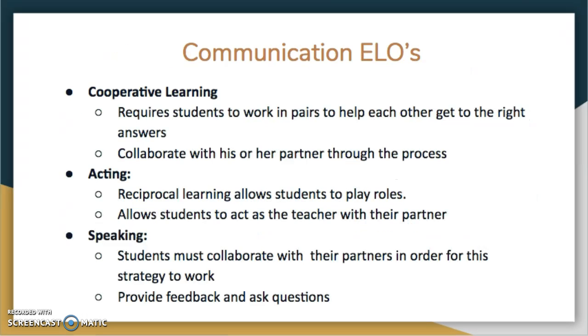The first ELO included in this strategy is cooperative learning. Reciprocal learning requires students to work in pairs in order to complete problems. Each student takes a role and has to collaborate with his or her partner through the process. Another ELO is acting. Reciprocal learning allows students to play roles, student A and student B.